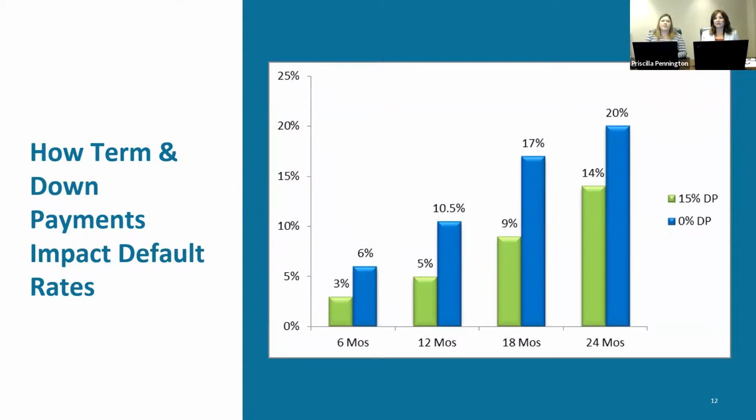We've done some analysis looking at what is the patient's risk of defaulting, and it drops significantly based on the amount of down payment you take. If you take 0 versus 15, you can see that in some instances it almost drops by half the amount. And it also changes a little bit in terms of the term. That plays a really big role in the default rate, just because the longer the term, the higher the likelihood that a patient might default.